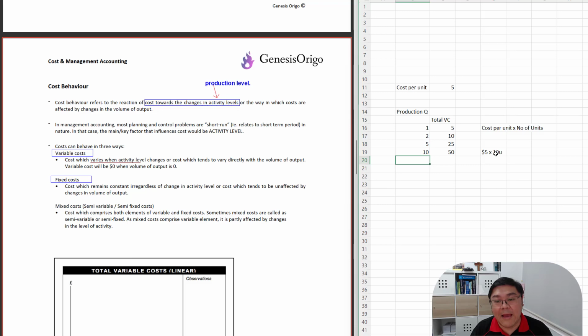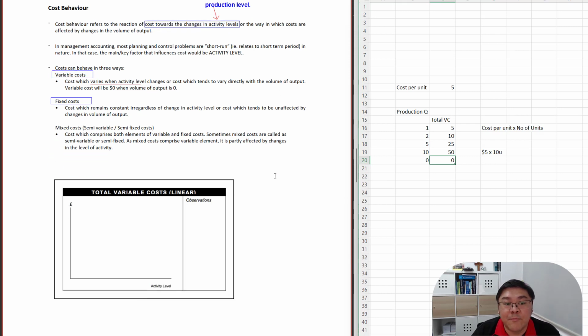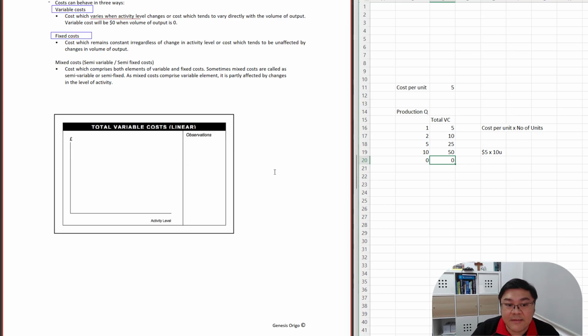So what will happen if I don't make any units at all? If I don't make any units, the cost is going to be 0, right? That's exactly what variable cost is. So if we were to present this on a graph, how would the graph look?